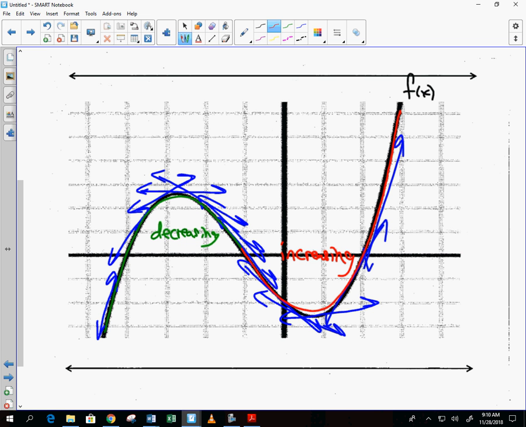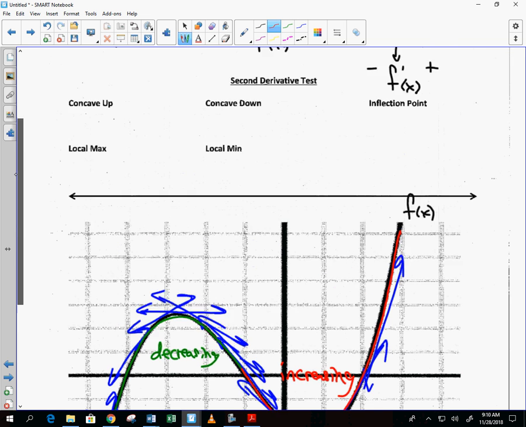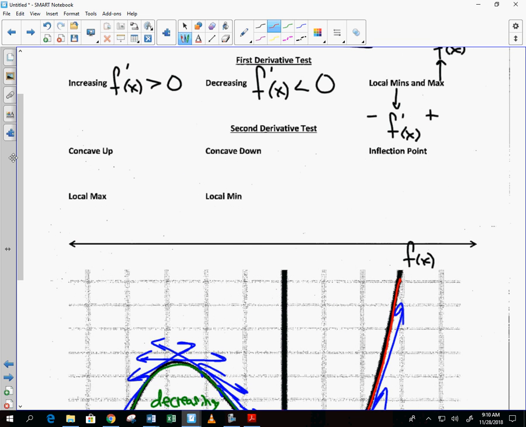Would this part of the graph shed the water or hold the water? That would be concave up. So, concavity is defined this way. Concave up if f double prime of x is greater than 0. Concave down if f double prime of x is less than 0.